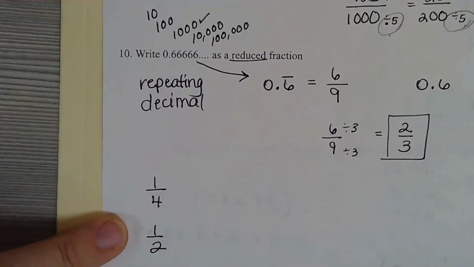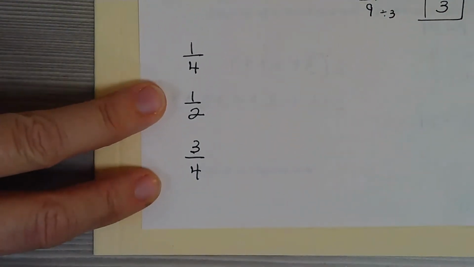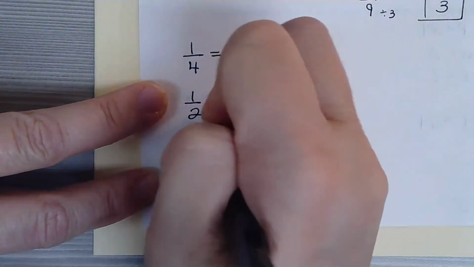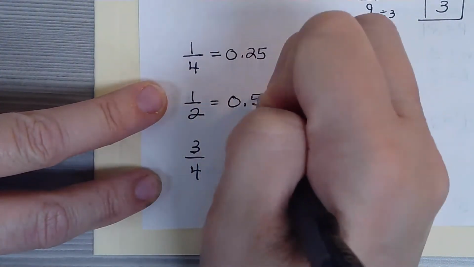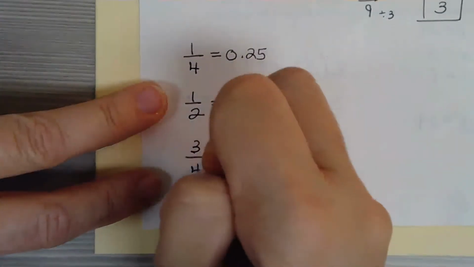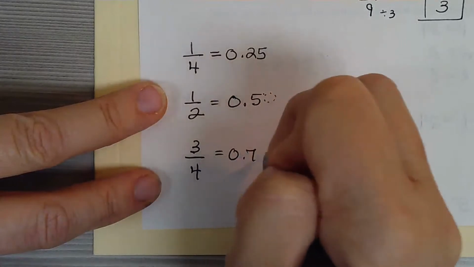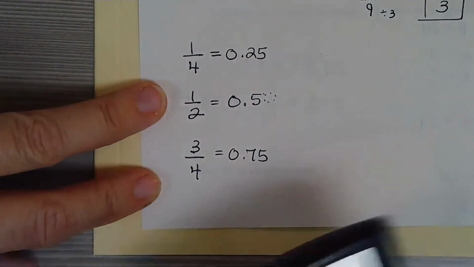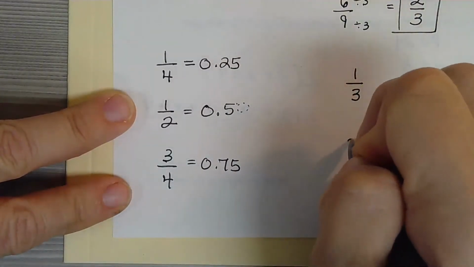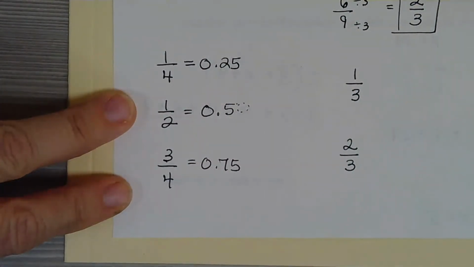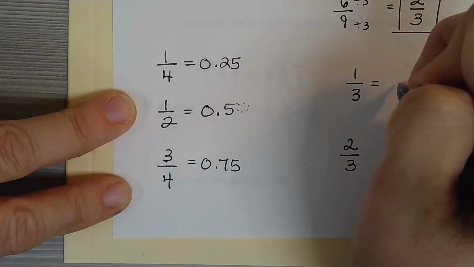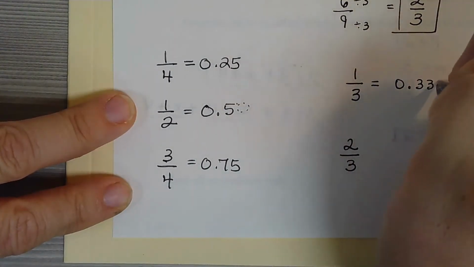Okay, sorry. Let me pull my camera down. There you go. 1/4 is 0.25. 1/2 is 0.5. Some people say 0.50. That's fine. You can have that 0 back there. 3/4 is 0.75. The other two most common fractions that you will see are 1/3 and 2/3. Both of these are repeating decimals. 1/3 is 0.3 repeating.